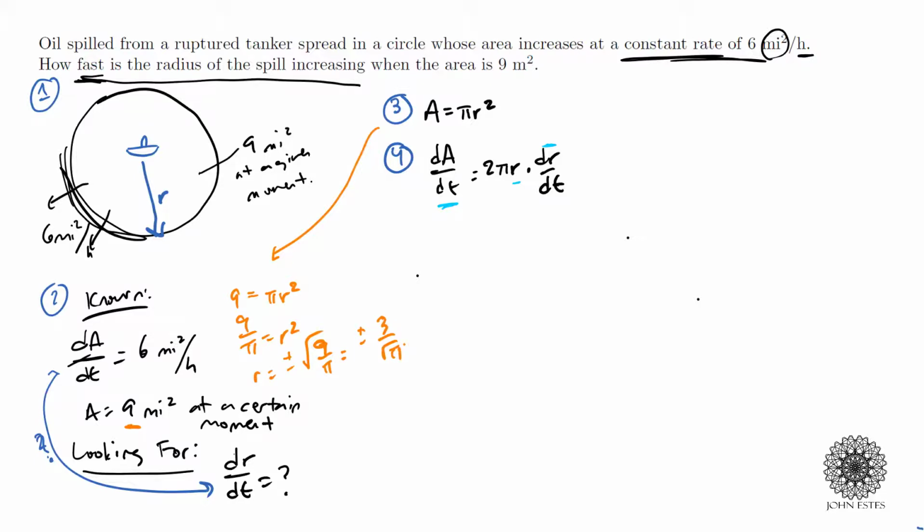The thing is, though, we're talking about a radius, right? So it doesn't make sense to talk about a negative radius. So here we just have positive 3 over square root of pi. So now I can plug in my values. And what I actually like to do first is solve algebraically for the thing I'm trying to solve. So in other words, I need to get the dr/dt by itself. So I'm going to divide by 2 pi r. So I have 1 over 2 pi r equals dr/dt.